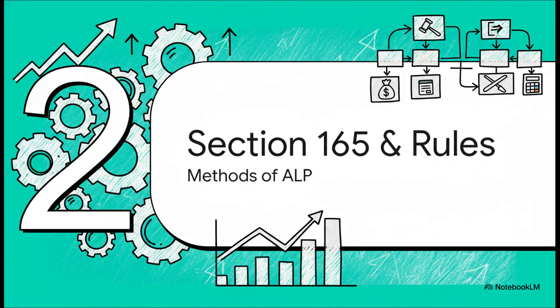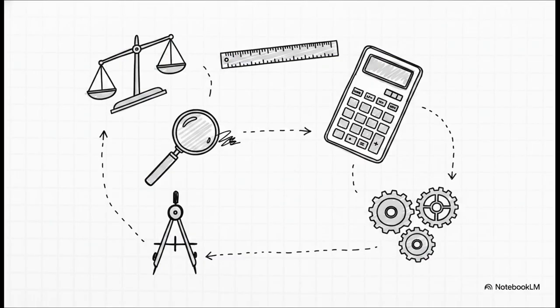Moving to Section 2, Section 165 and the rules. Section 165, when you read it alongside Rule 79 of the Income Tax Rules 2026, gives us 6 specific methods for determining that arm's length price. We've got the comparable uncontrolled price method, the resale price method, cost plus, profit split, the very popular transactional net margin method, and a catch-all, other method prescribed by the board.